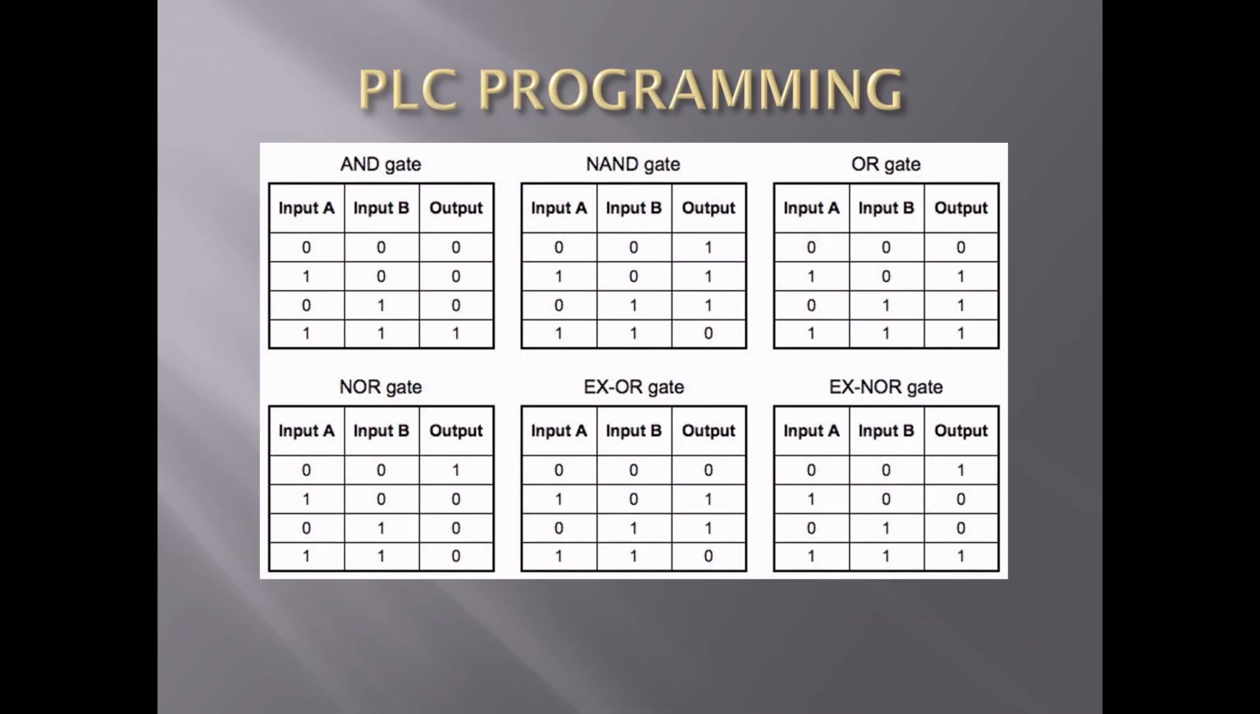Here are a series of charts that show the logical outputs and inputs for the different types of gates. So if you look at the AND gate in the upper left corner, if input A is a 0, input B is a 0, then output is a 0. If input A is a 1 and input B is a 0, then the output is a 0. Likewise, if input A is a 0 and input B is a 1, the output is still a 0. But if input A is a 1 and input B is a 1, then the output would be set to 1.